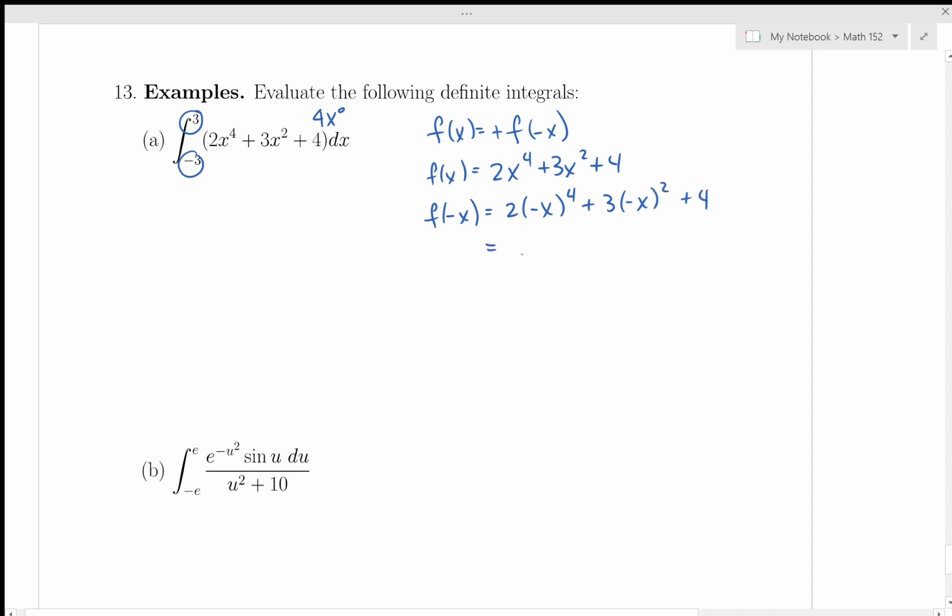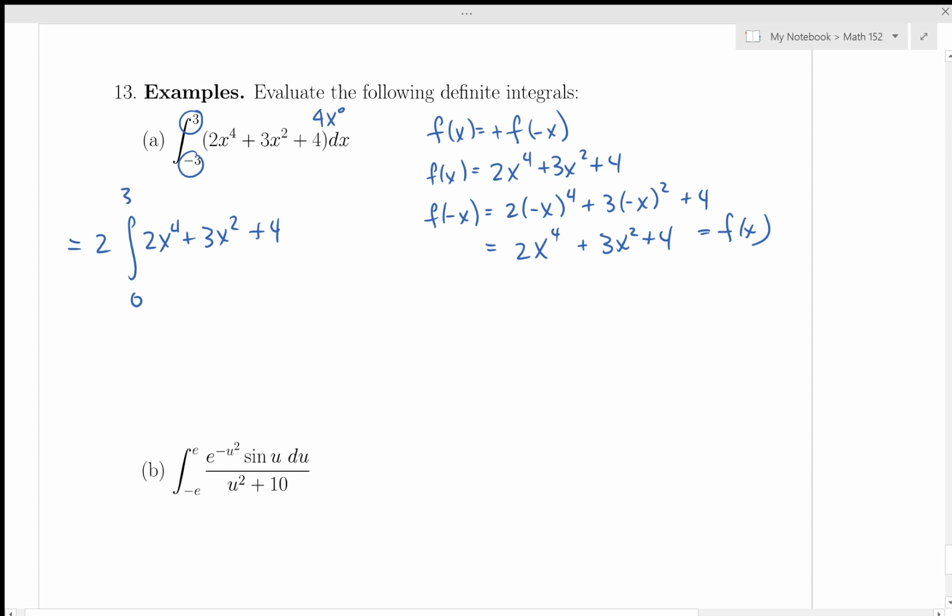And I then see that this is a true statement. And I'm like, hey, look at that. That is, in fact, f of x. So f of minus x equals f of x. So therefore, this is an even function. So that means that this integral is 2 times the integral from 0 to 3 of 2x to the 4 plus 3x squared plus 4.